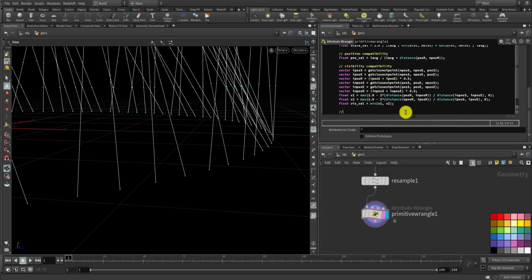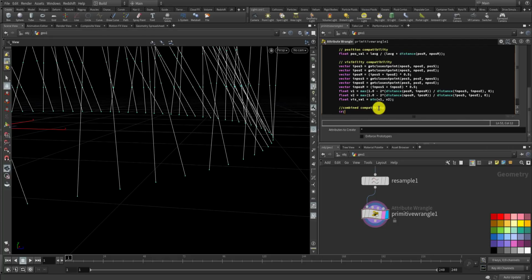Right, then finally, let's combine all those for compatibility. Now, there's four ways to deal with these four compatibilities. One is to create separate conditions for each compatibility, like if the position compatibility is something, and so on for each of the four different compatibility values. But the simplest way is to multiply those four values together.